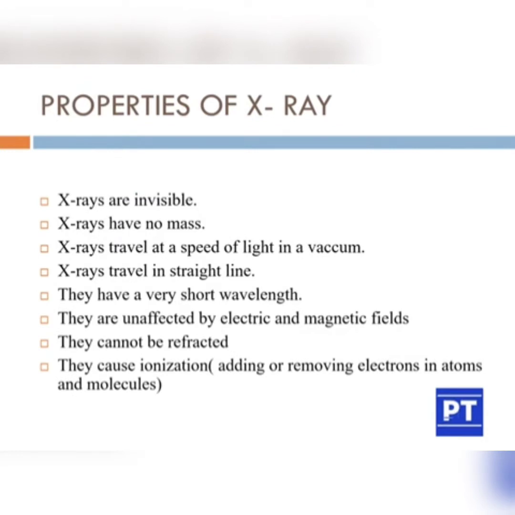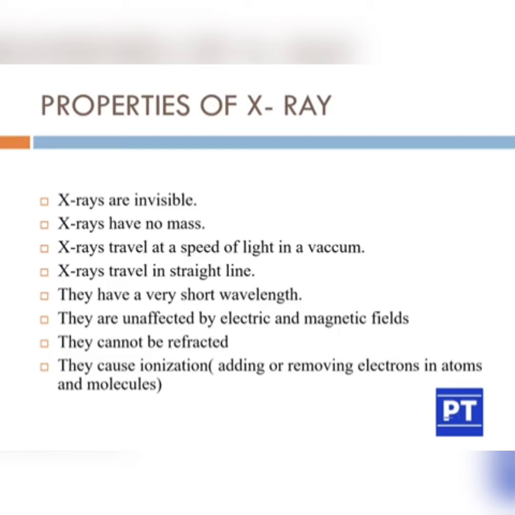So which are the properties of X-rays? It is usually asked in many exams and we have to know the general ideas of X-rays. X-rays are invisible. As we all know, radiation can't be seen. X-rays have no mass. X-rays travel at the speed of light in a vacuum. X-rays travel in a straight line. They have a very short wavelength.